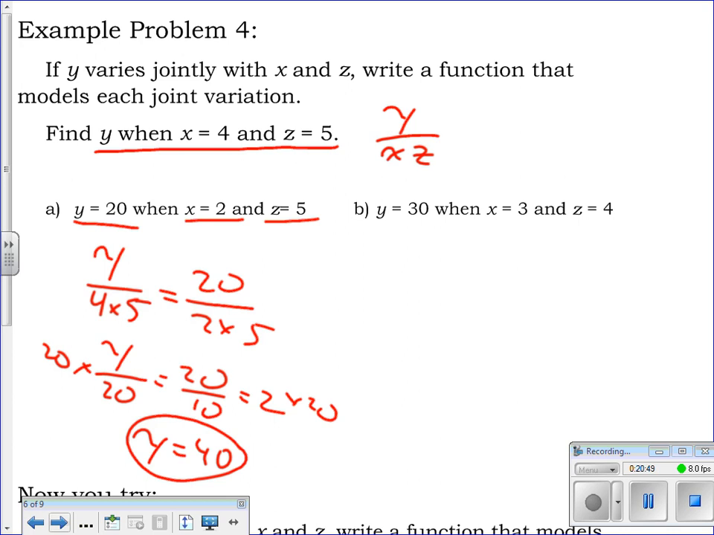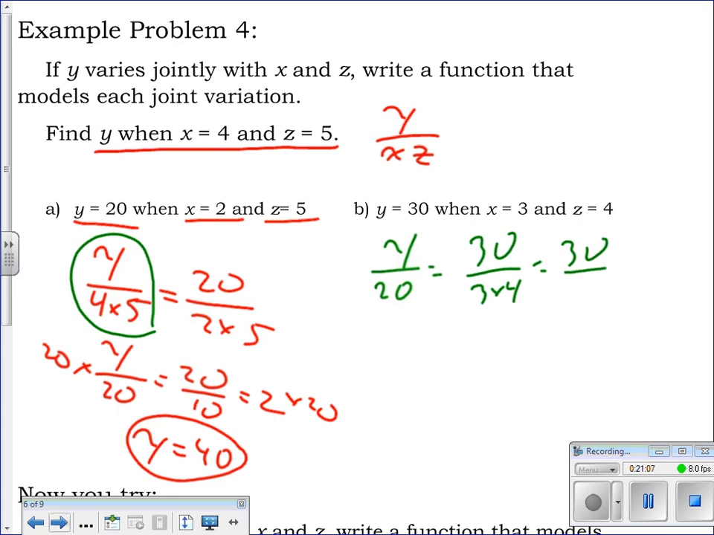Same situation. My first side here is still the same on this one. Y over 20. Because it's still the first original x, y, and z, I have to plug in the x, y, and z here. 30 over 3 times 4, which is 30 over 12. Does 30 over 12 reduce? Yeah, divide them both by 6, right? 5 halves. So y over 20 equals 5 over 2.